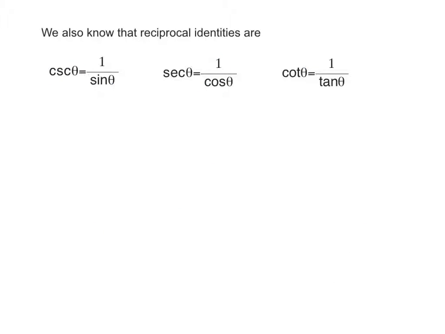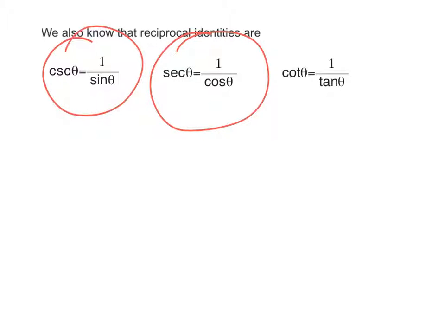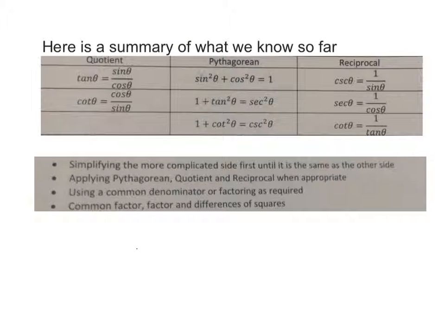The other identities are the reciprocal identities, which are cosecant theta equals 1 over sine theta, sec theta equals 1 over cos theta, and cot theta equals 1 over tan theta. We don't need to prove these ones today because we already know these from our previous lesson. And here's just a quick summary of what we know so far. We have this table of contents to make it easier to categorize all of our identities.